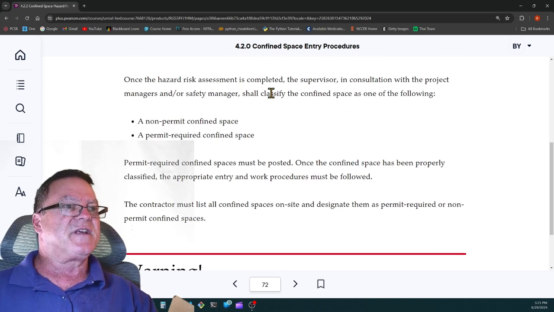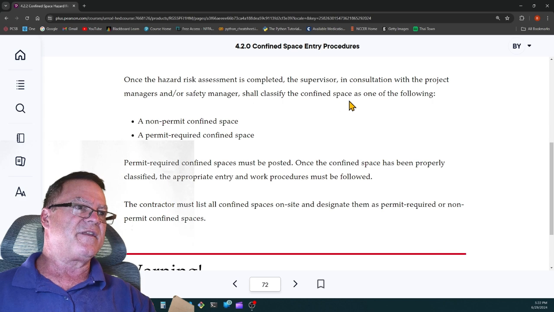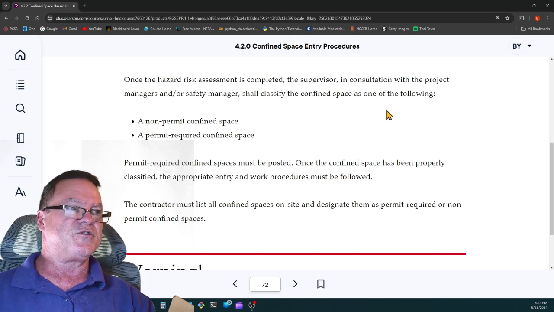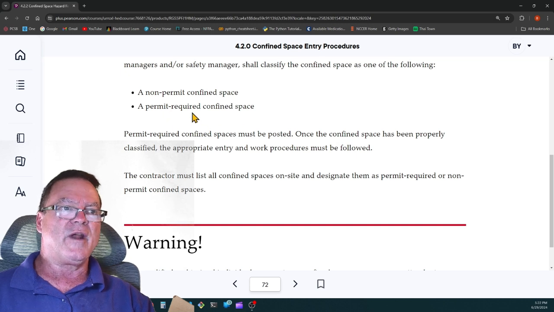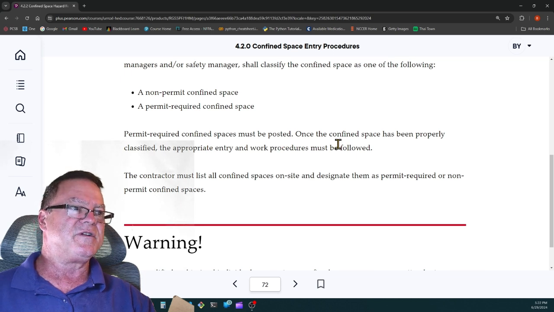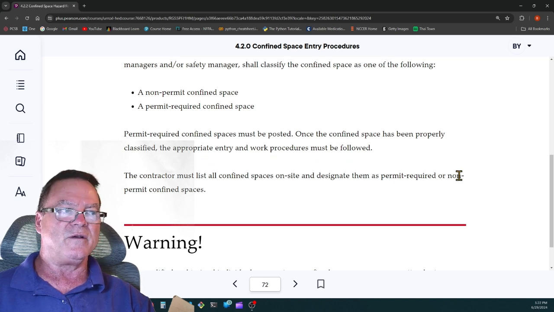Once the hazard risk assessment is completed, the supervisor, in consultation with the project manager and/or safety manager, shall classify the confined space as one of two of the following: either a non-permit confined space or a permit-required confined space. Permit-required confined spaces must be posted. Once the confined space has been properly classified, the appropriate entry and work procedures must be followed.